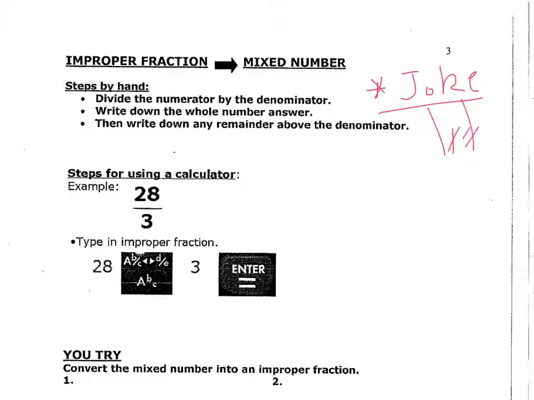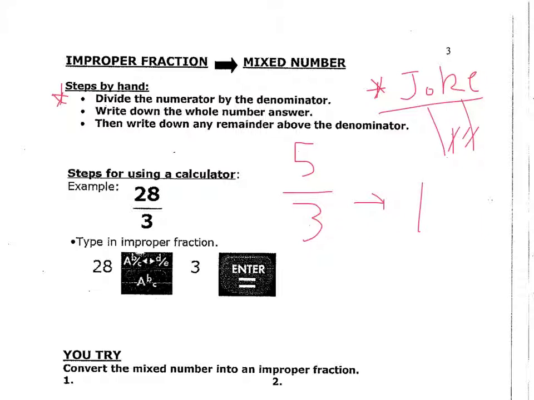Okay, now we're going to learn how to do improper fractions to mixed numbers. So let's do an example. I'll show you how to do it by hand. We'll do the example 5/3. In the instructions it says divide the numerator by the denominator. So it's 5 divided by 3. How many times does 3 go into 5? Well, of course, the whole number answer is going to be 1. 3 goes into 5 one time.